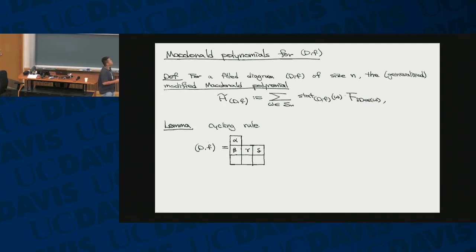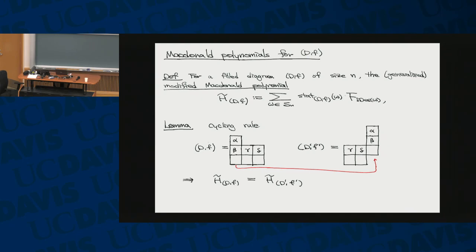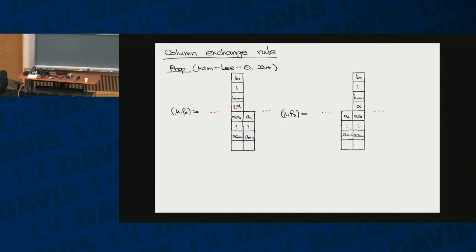So the first instance is a cycling rule, which is very easy. Suppose you have a filled diagram like this, and you move the first column all the way to the right and place it one row up. Then it is very direct to see that their Macdonald polynomials are the same. You can check that the inversion pairs are not changing and everything. Descents are the same.